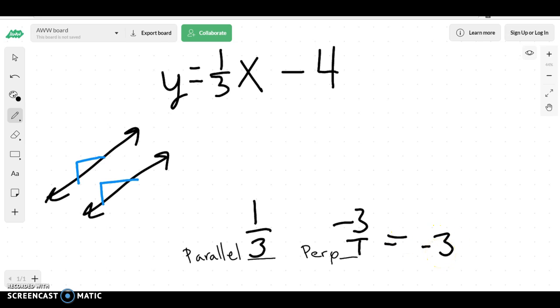If you wrote a really long line equation, that isn't what I asked for in the question. I just asked for the slope, and those would be the two slopes. Let's try another one.